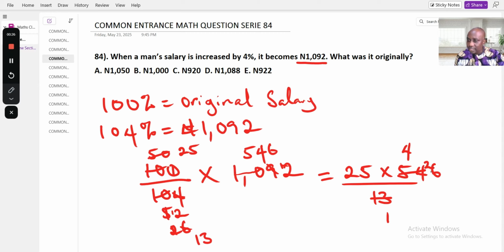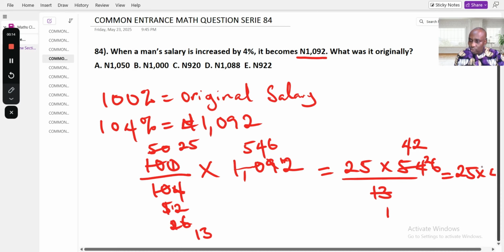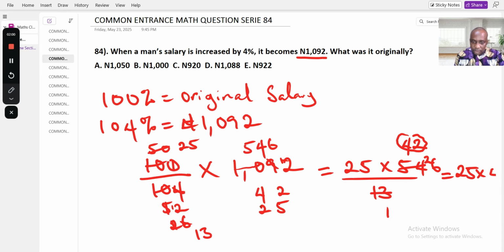Making what? Making 26. How many 13s can we see in 26? We will see 2. So 2 times 13. Our final answer is 25 multiplied by 42. Now let's multiply it here, 42 multiplied by 25, because for the final one there's nothing down again, it's only 1. Therefore, 42 multiplied by 25.